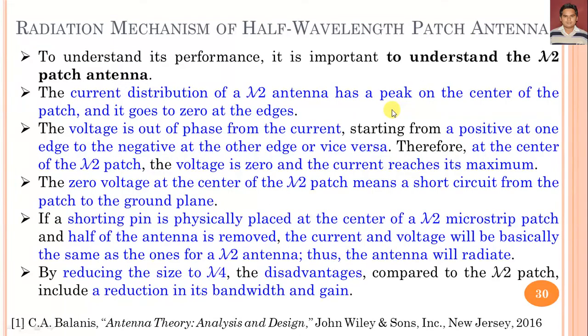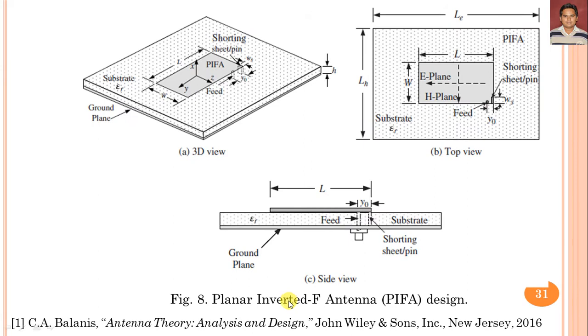In that case, a similar mechanism occurs as in the lambda by 2 dipole, and the antenna will radiate. Reducing the size of the antenna, as compared to the lambda by 2 patch, includes a reduction in bandwidth as well as gain. I mean, when we reduce the size to lambda by 4 as compared to the lambda by 2 patch, a reduction in its bandwidth and gain is observed. Here you can see the configuration of a planar inverted F antenna, similar to the configuration we discussed in the lambda by 4 rectangular microstrip cases.